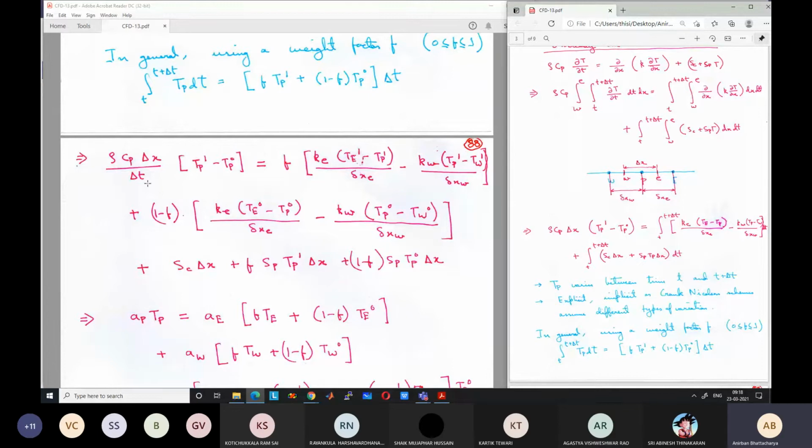And this Sp Tp delta x dt, again this Tp is also varying over time, so that also needs to be taken into account. That integral also leads to f into Sp Tp1 delta x plus 1 minus f Sp Tp0 delta x, whole thing multiplied by delta t, which we have taken to the other side. So we are left with f into Sp Tp1 delta x plus 1 minus f Sp Tp0 into delta x. So this is the discretized equation.